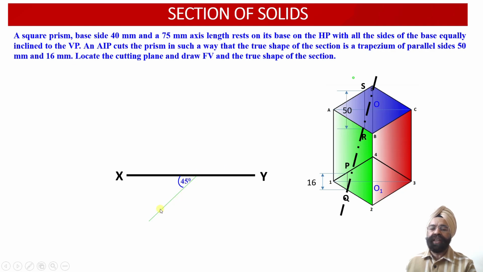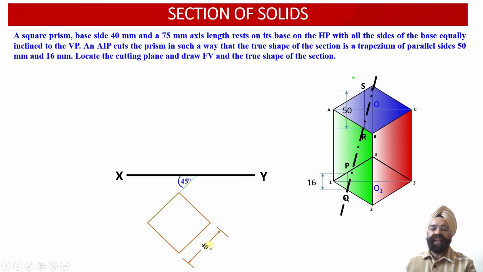Now we can check. We have marked an orientation line 45 degree with respect to the vertical plane. And now once we mark this square projection corresponding to the top view projection of the square prism, which is lying onto its base on the horizontal plane, with all edges being equally inclined at an angle of 45 degree with respect to the vertical plane.